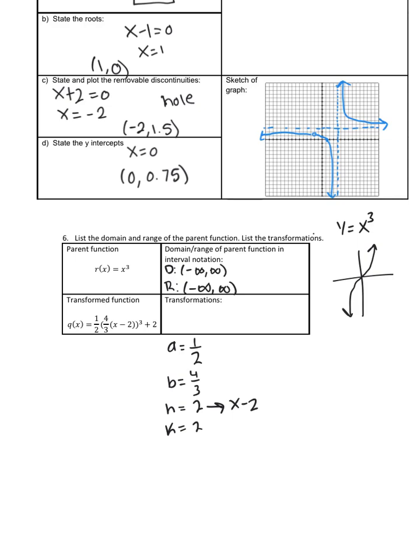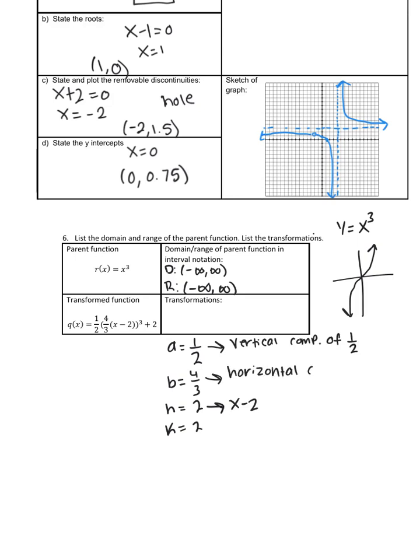The a value is smaller than 1, so that means you have a vertical compression or shrink of 1/2. So with vertical changes, if a is bigger than 1, you have a stretch. If a is smaller than 1, you have a shrink, and you're stretching or shrinking by the original number that you see. The b value here is bigger than 1 because the top number of the fraction is bigger than the bottom. That means that you have a horizontal compression.